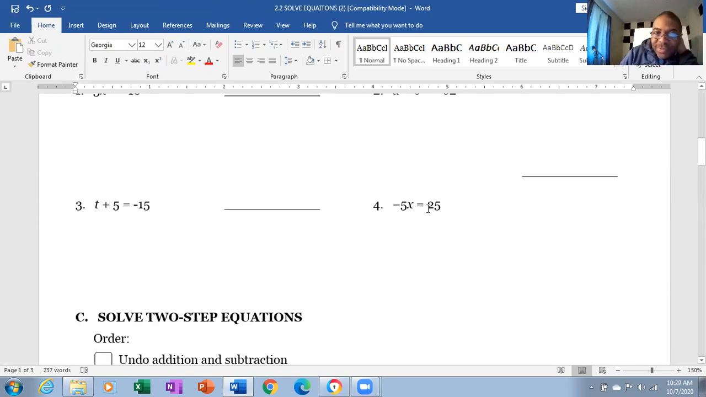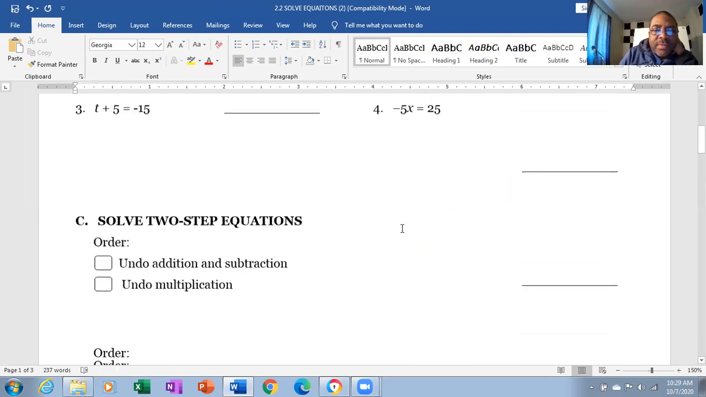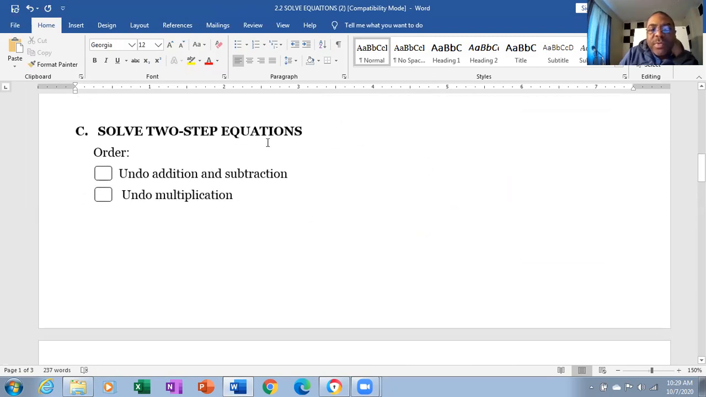So when you look back through, now we can do the math review, but we did the answer. All right, so what we're doing, we're going to now do solving for two-step equations.